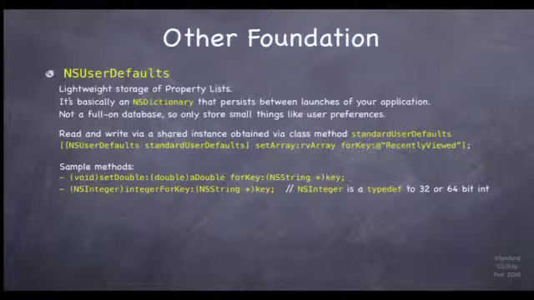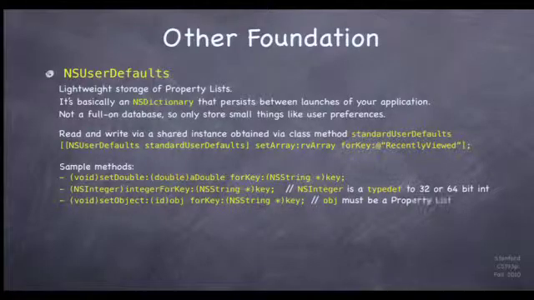NSInteger is just a typedef that makes it so depending on what platform you're on, you get a 32-bit int or a 64-bit int if you're on a 64-bit machine. You can treat it the same as if it were an int. It's a primitive. It's a typedef to a primitive type. And then set object for key works as long as the object is a property list. It can be any property list.